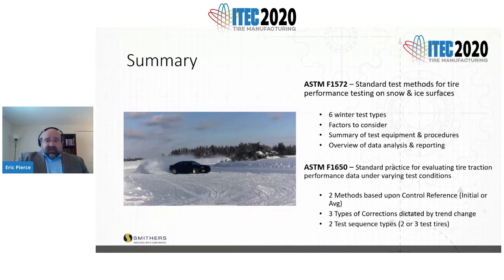Then we also covered ASTM 1650, which was a way to actually evaluate the control test tire data from these tests. And we had 2 different methods based on your control reference, whether it was the initial or the average control that was used. 3 types of correction based on the changes in the trends. And then 2 different test sequence types for 2 or 3 test tires that basically dictate how you go ahead and adjust your test tire data if there is significant drift.